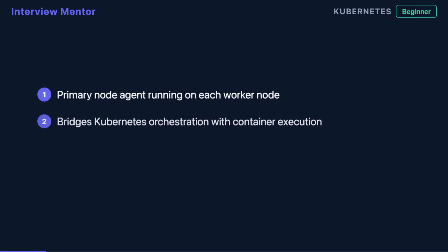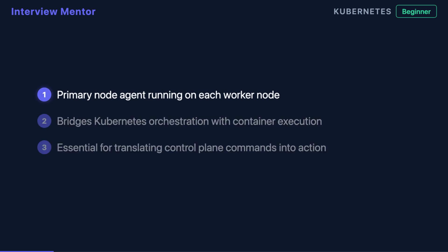The kubelet is the primary node agent in Kubernetes. It runs on each worker node and is responsible for making sure your containers are actually running. Without the kubelet, your nodes would be deaf to the control plane's commands. It's the essential bridge between Kubernetes orchestration and real container execution.